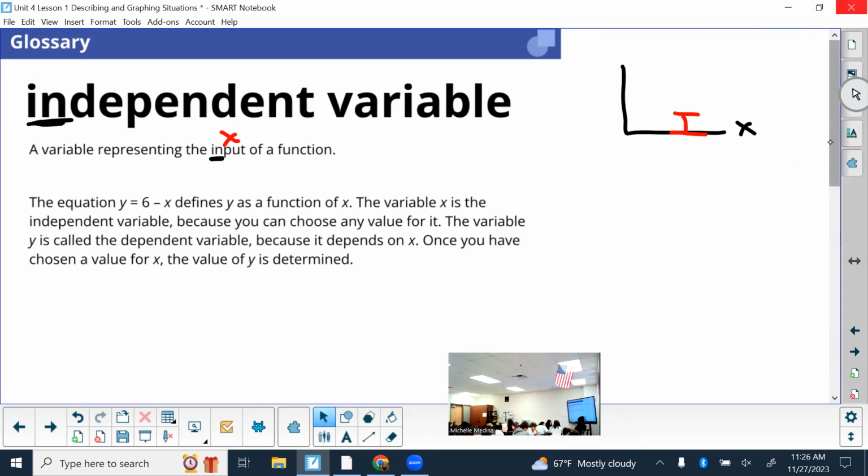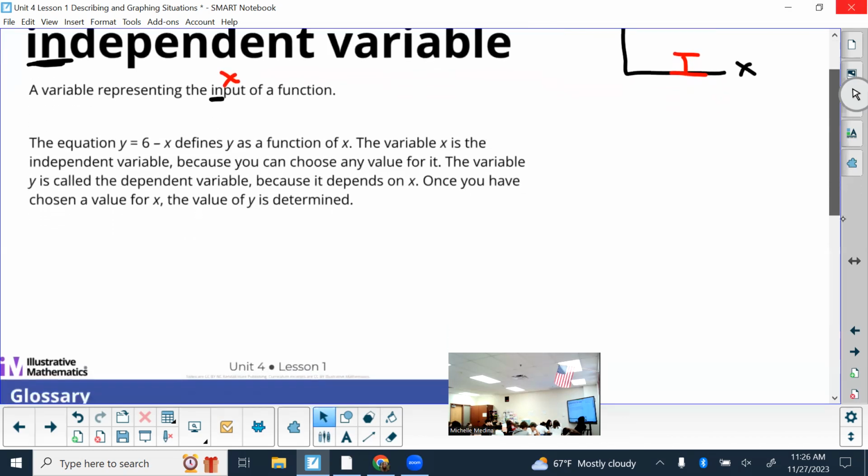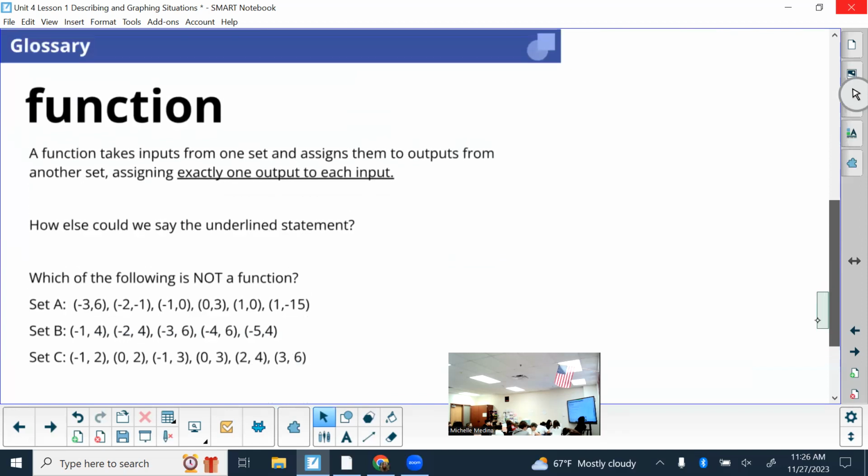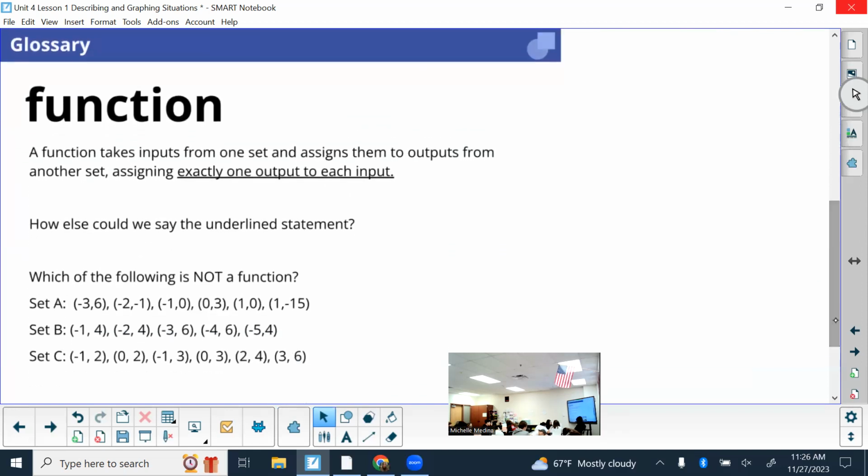All right, now I've been using the word function a lot. That's the name of the whole unit. So functions can be represented a bunch of different ways. They can be coordinates, tables, graphs, but not every set of coordinates, tables, or graphs are necessarily functions. It's kind of like how all squares are rectangles, but not all rectangles are squares. Kind of like that.